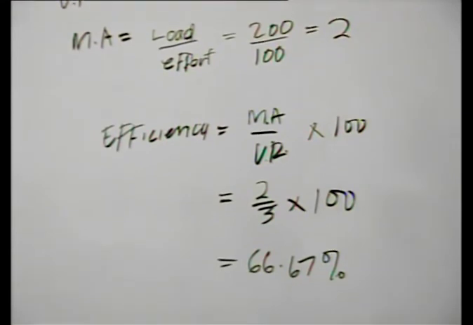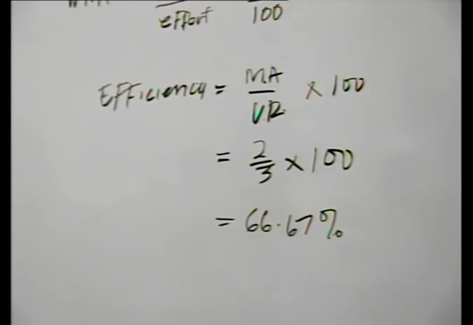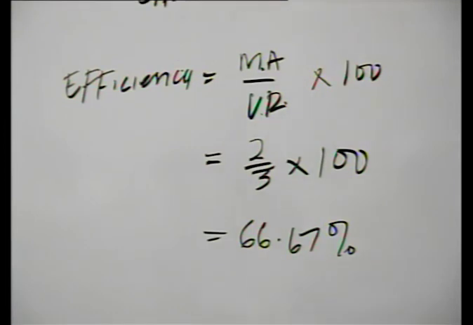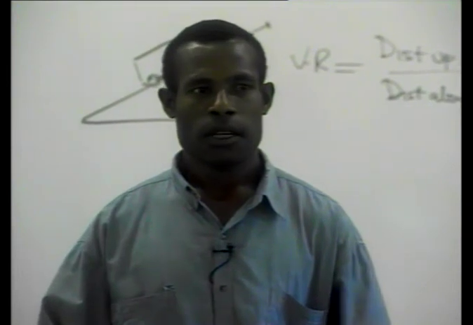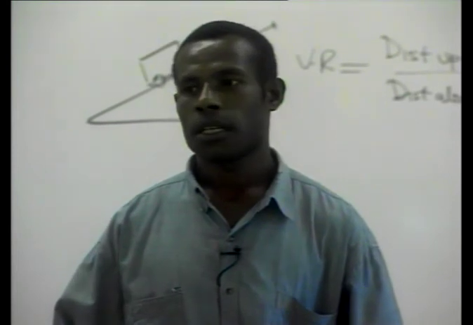It should be 3 times, and that is question 1A. Question 1B, it will have to move once, and question number 2 is 66.67%, or it can be 66.7%. All right, so that is the answer to the activity questions on pulleys and gears. Quickly to summarize, you can always use mechanical advantage and also the velocity ratio to work out the efficiency of a machine.